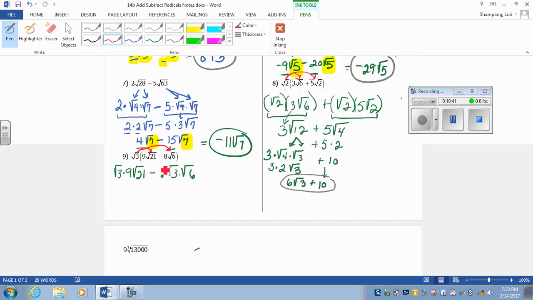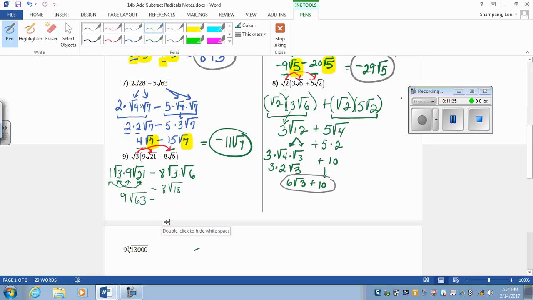So let's go ahead and simplify. We have the square root of 3 times 9 times the square root of 21. Remember, when we multiply monomials, we multiply the radicands with each other and then the numbers outside the radicals with each other. So on here we do have a 1. If we multiply 9 times 1, we get 9. And then if we multiply 3 times 21, we get 63. So we have 9 times the square root of 63 minus 8 times the square root of 18.